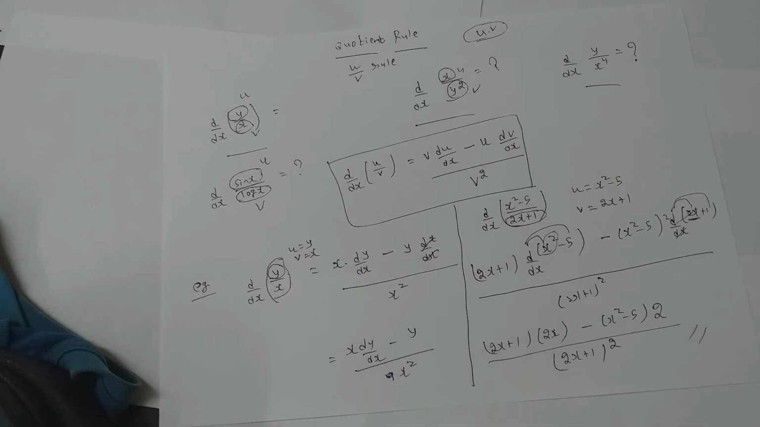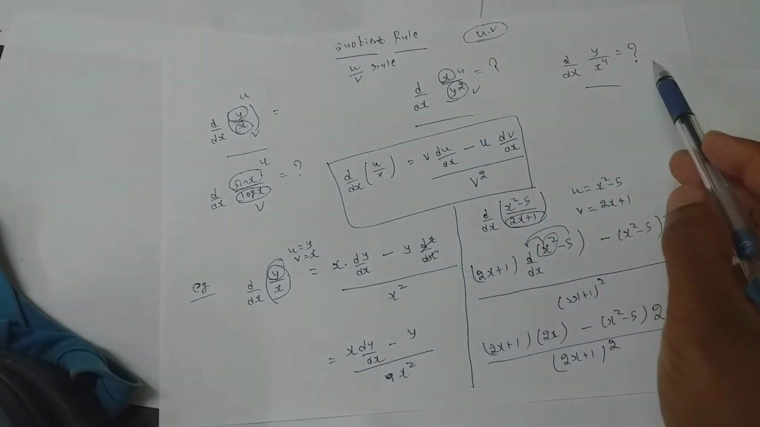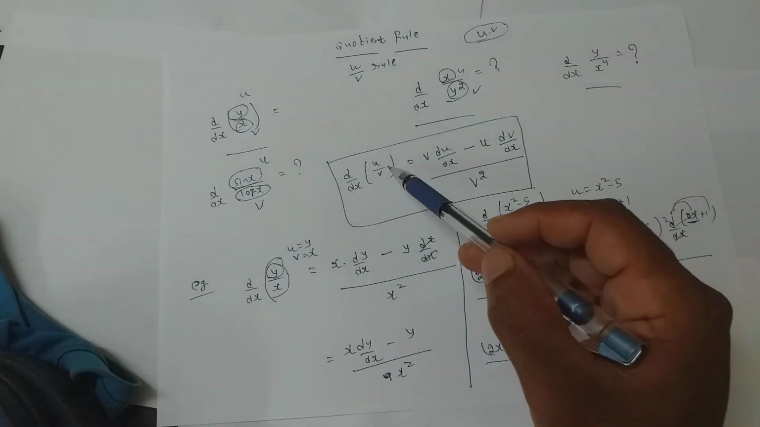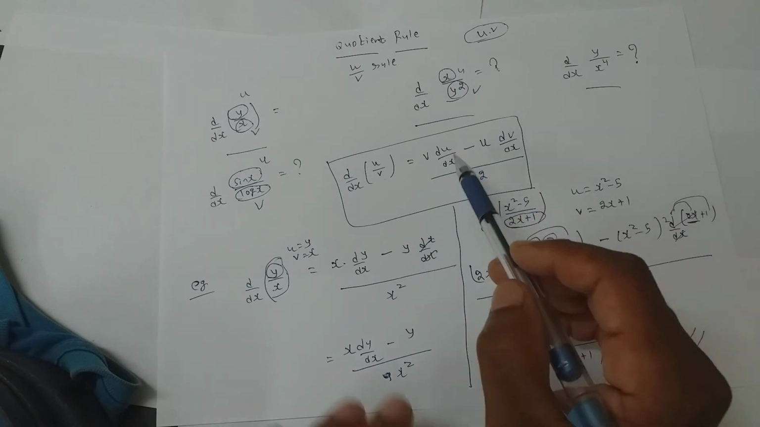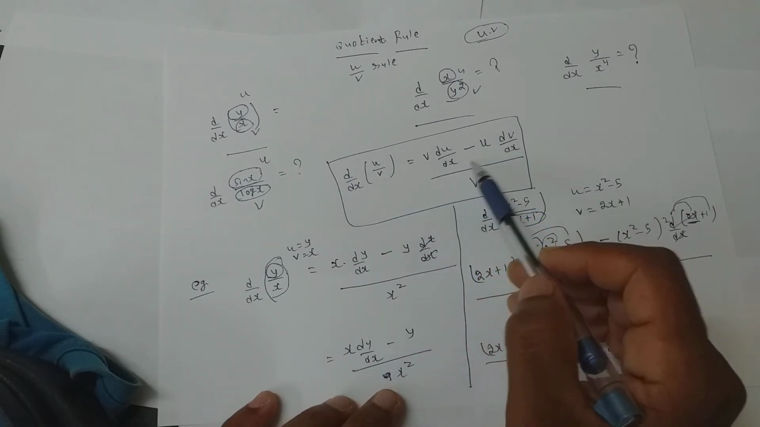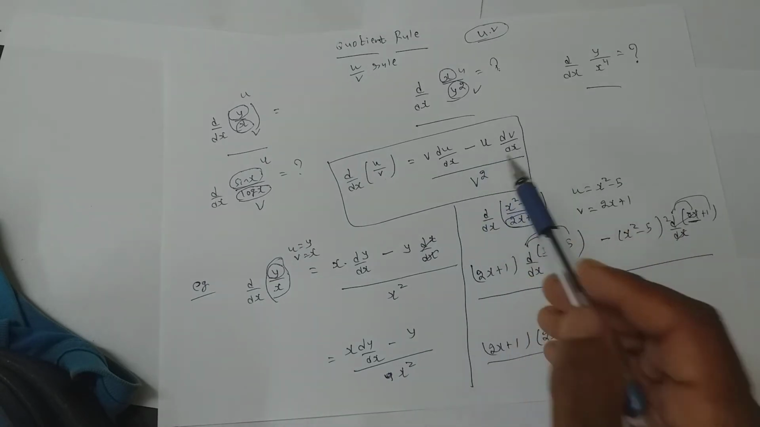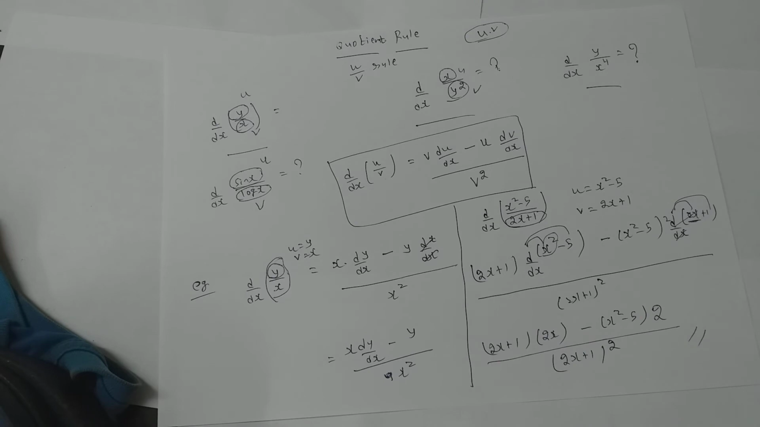So what I am trying to tell is, whenever there is a fraction, we cannot differentiate directly. So we must and should use the u by v rule. First, numerator is u, denominator is v. v du by dx minus u dv by dx, by v square, is the formula. I have shown two examples.